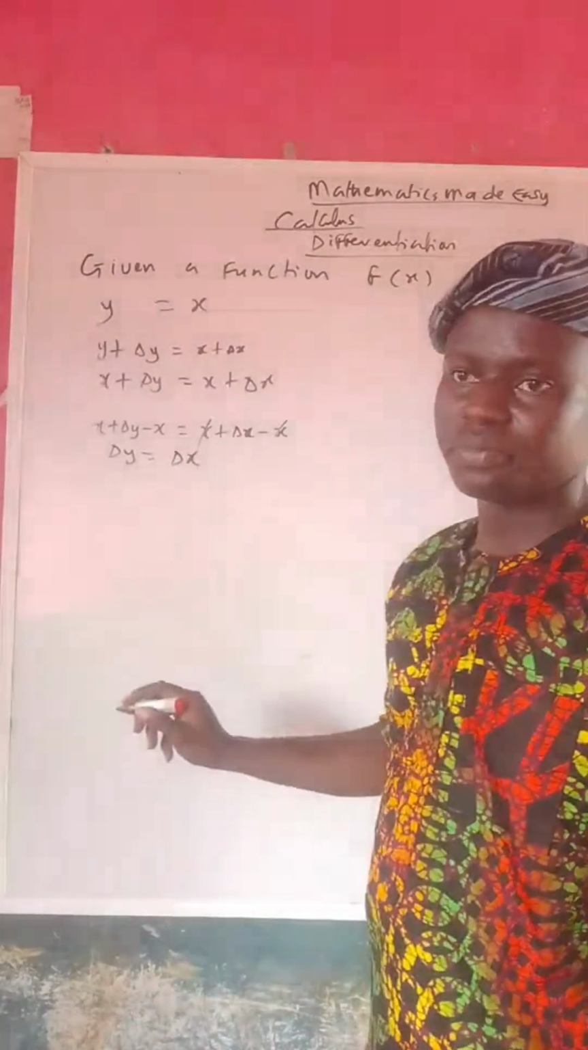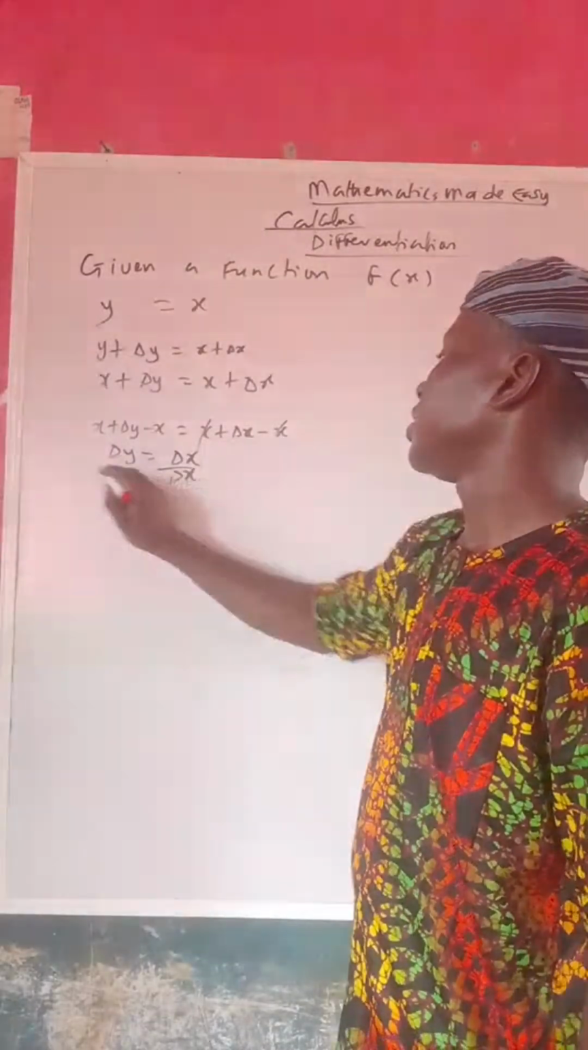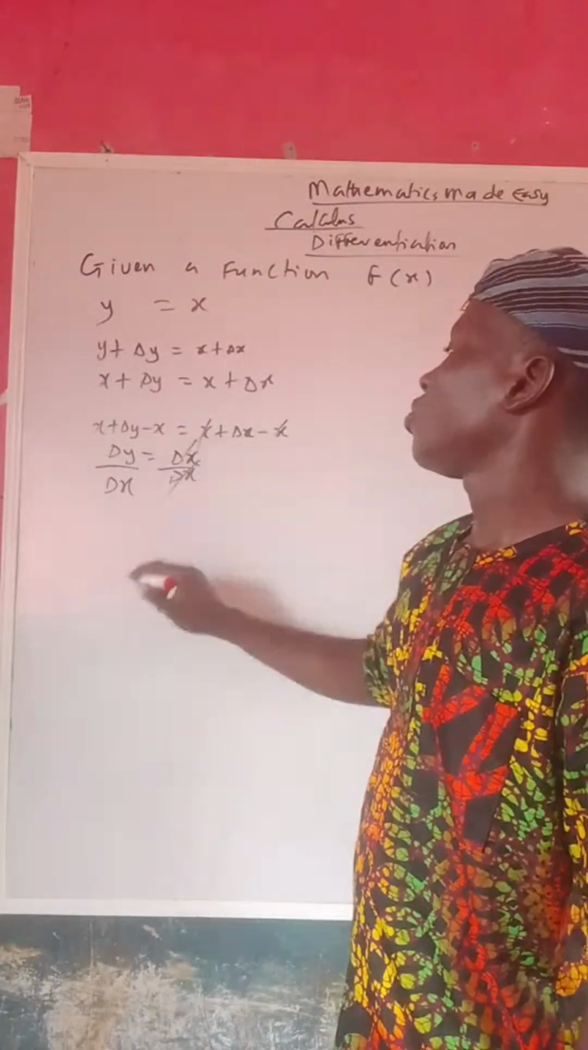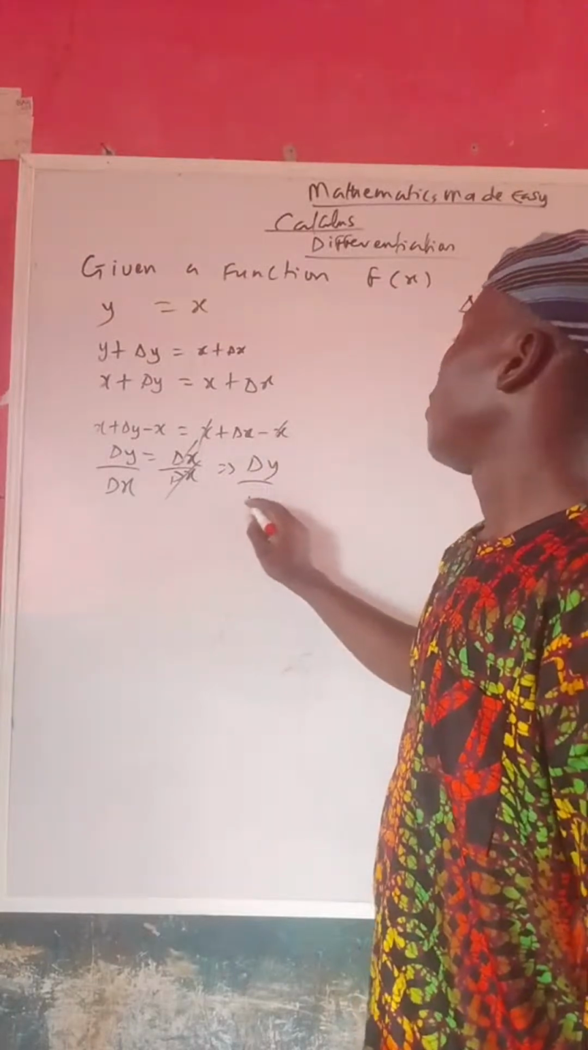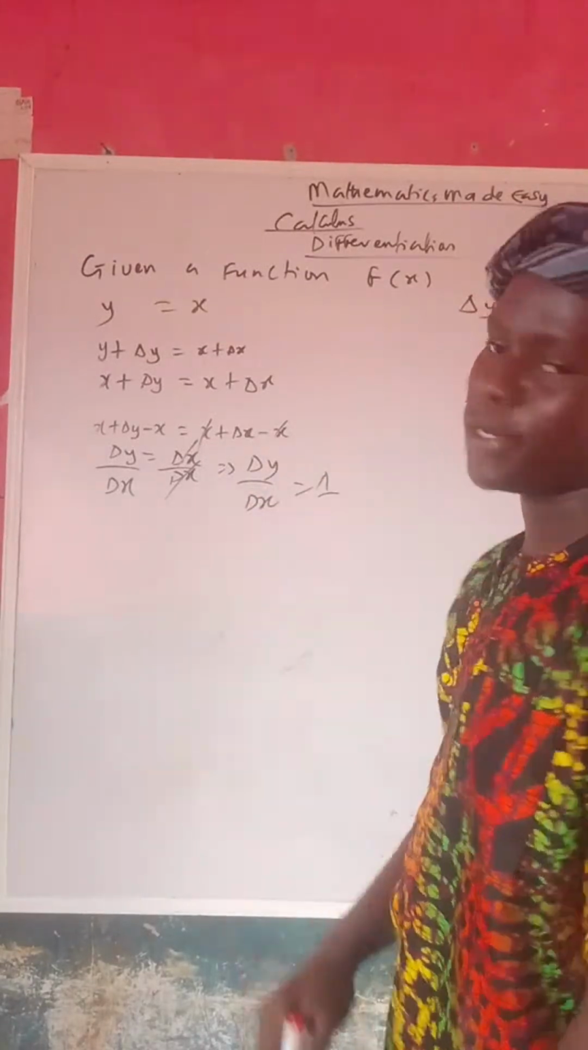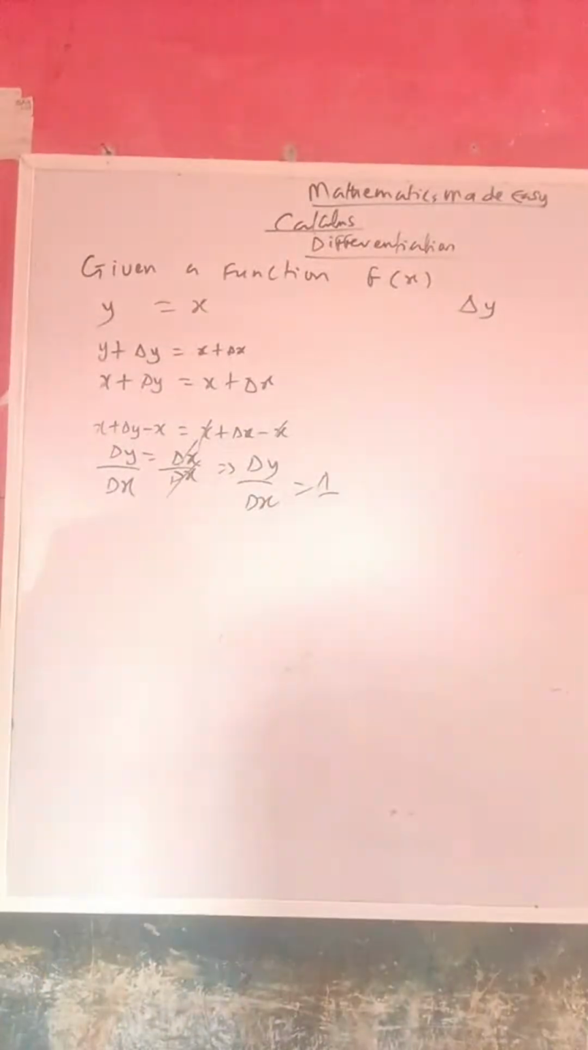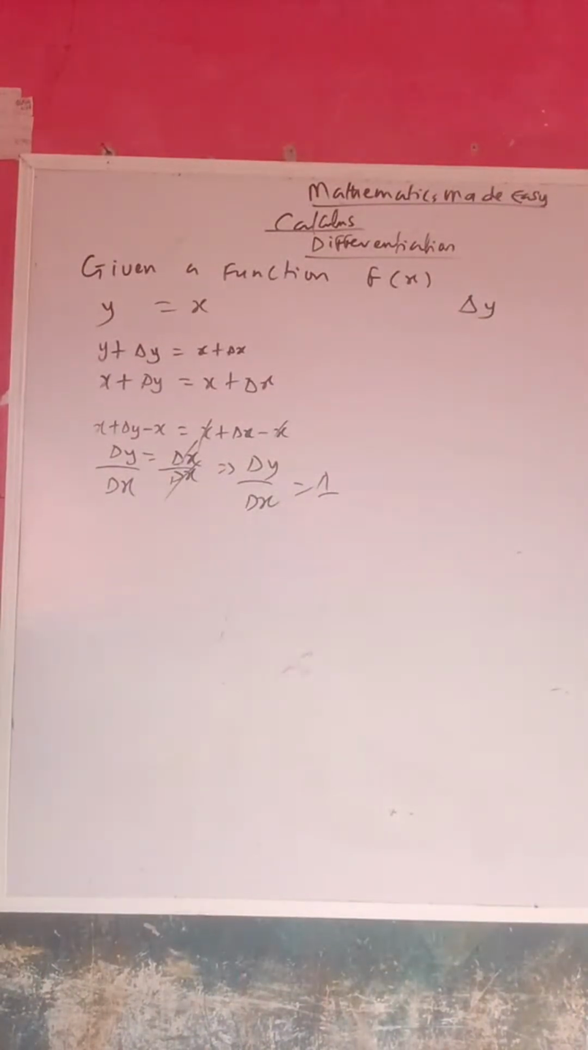What you have now is change in x. Then you divide through by change in x over change in x. So what you have now is change in y over change in x is equal to 1. You can see it's very beautiful. Alright? So that is how you differentiate from the first principle.